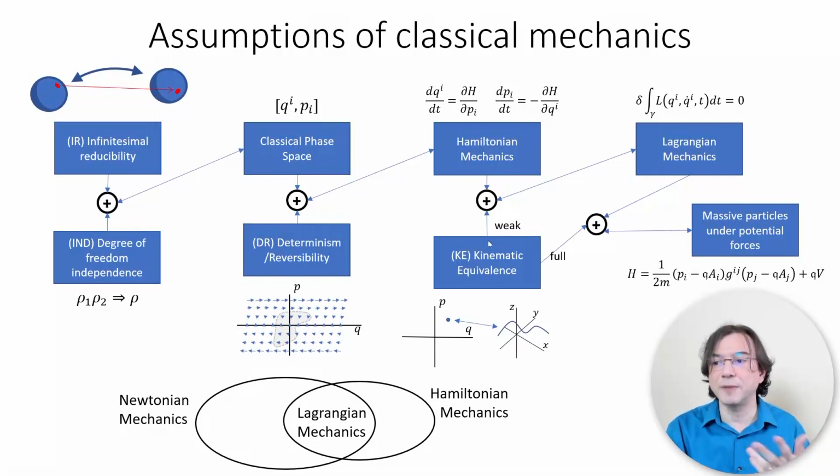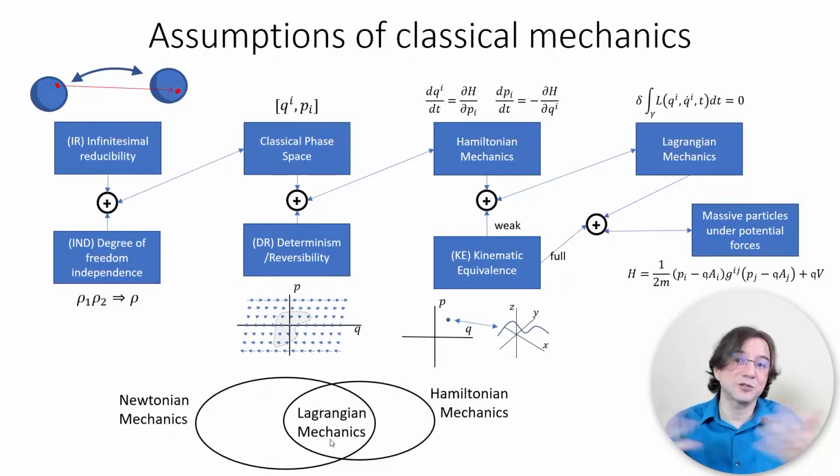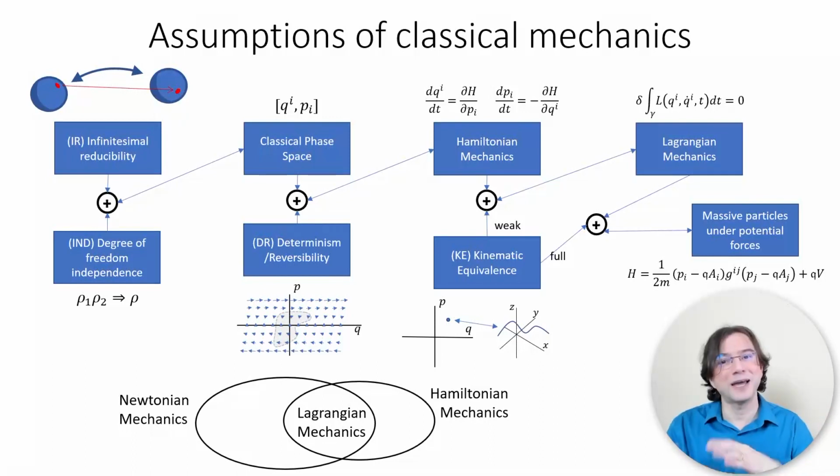If you add the kinematic equivalence, then you get Lagrangian mechanics and the massive particles under potential forces. And so the idea is that if you look at the three formulations of classical mechanics, Newtonian mechanics, Lagrangian mechanics, and Hamiltonian mechanics, is it really true that they are equivalent? Hamiltonian mechanics requires things to be deterministic and reversible. Newtonian mechanics requires a kinematic equivalence, that just knowing the velocity, you're able to determine the dynamics. That's why the acceleration then becomes a function of the velocity itself. And then Lagrangian mechanics is sort of the intersection of the two.